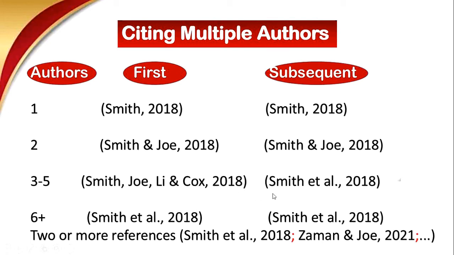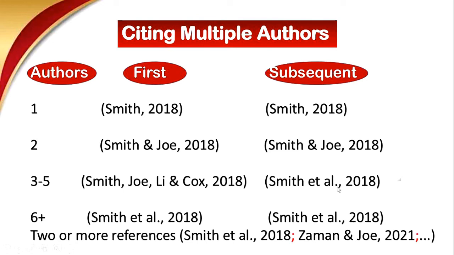Now this time when you're going to refer to this same citation again in the paper, you don't need to write down each author's name again and again. Just write down the first author's name, which is Smith here, and then write et al. Et al here means "and others." So Smith et al means Smith and all others. So here all others means Joy, Lee, Cox, all of them.